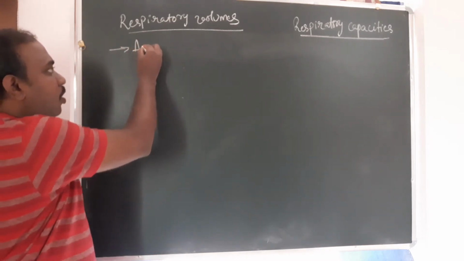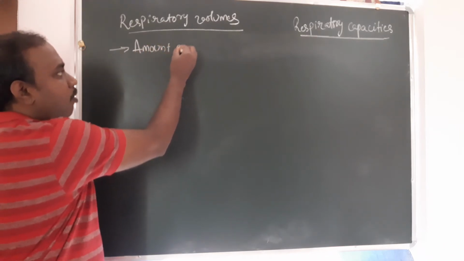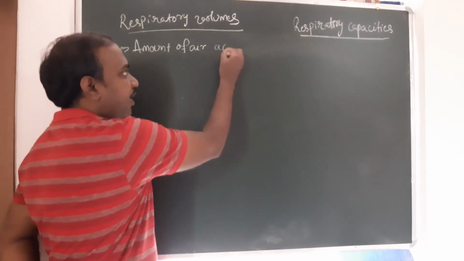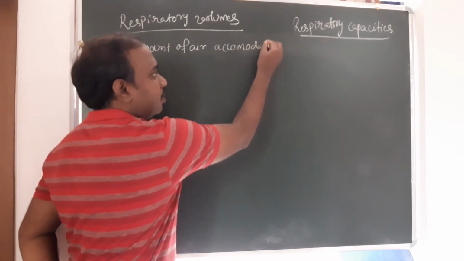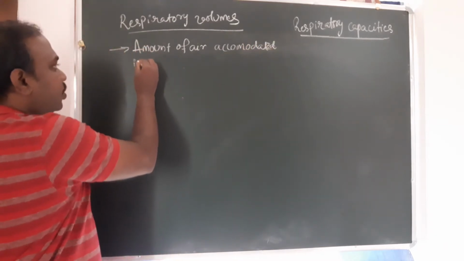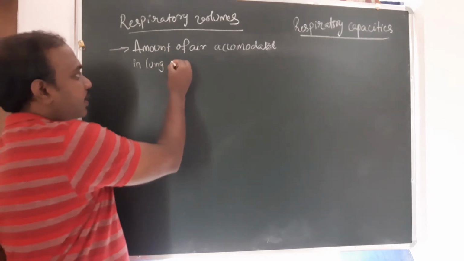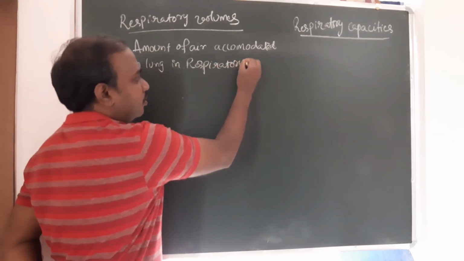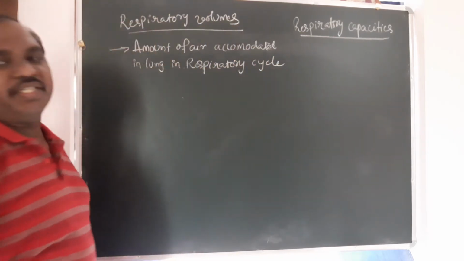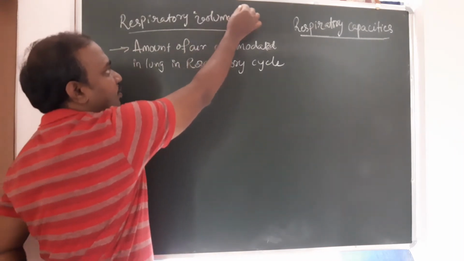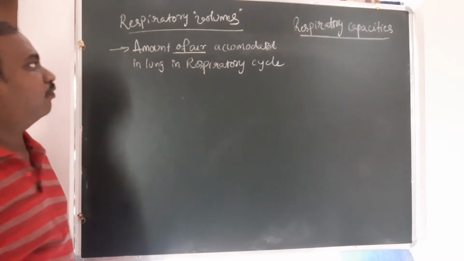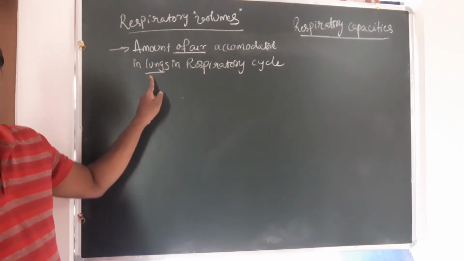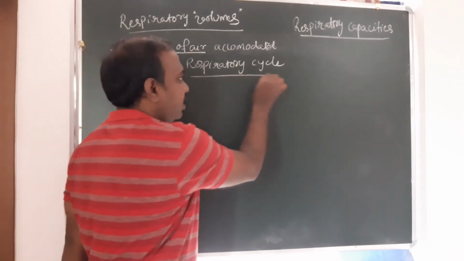So respiratory volume will be the amount of air accommodated in the lungs in a respiratory cycle. In the respiratory cycle, what is the volume that we are speaking of here? That is the volume of air in the lungs, right? So, the amount of air accommodated in the lungs in a respiratory cycle.